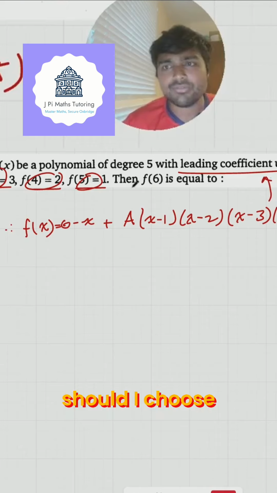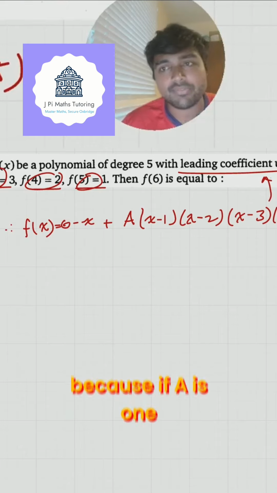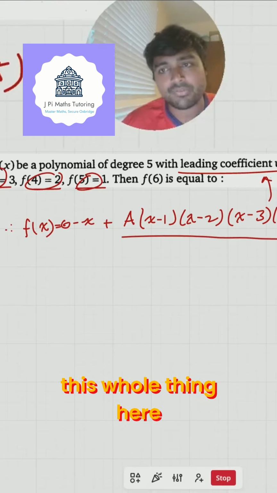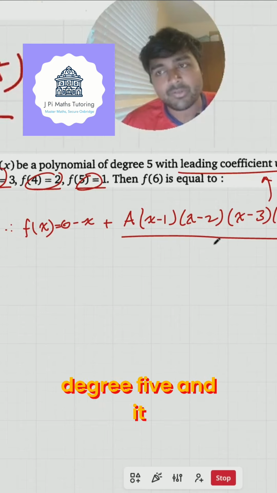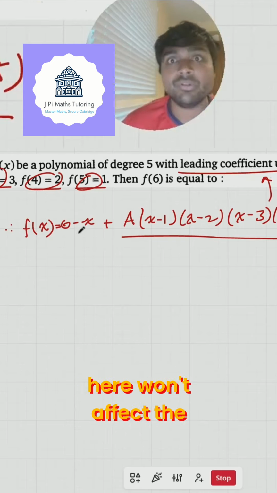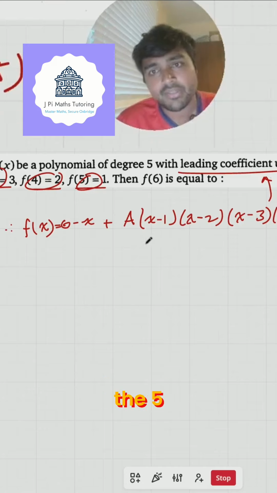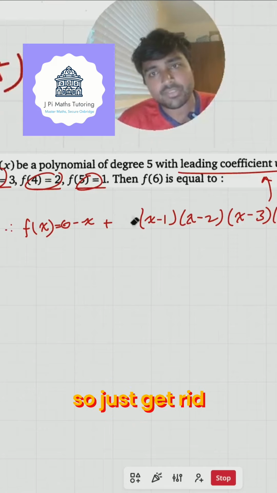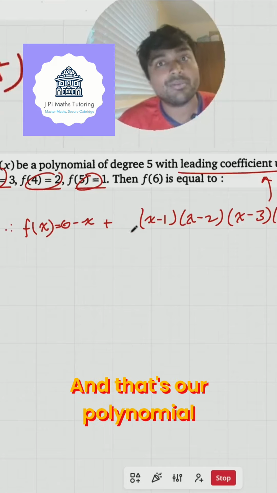What value of a should I choose? Well, I should just choose a as 1, because if a is 1, this whole thing here is a polynomial of degree 5, and it'll be x to the 5 with some other stuff, and then this thing here won't affect the coefficient of x to the 5. So I'm going to choose a to be 1, so just get rid of it there. And that's our polynomial f of x.